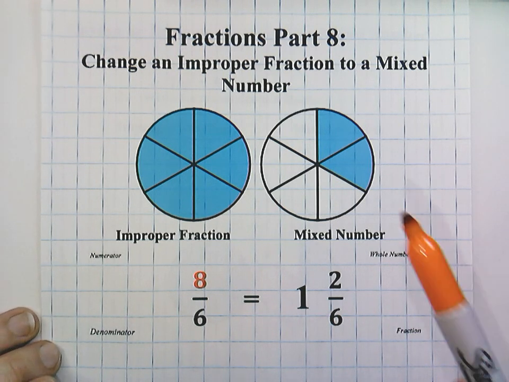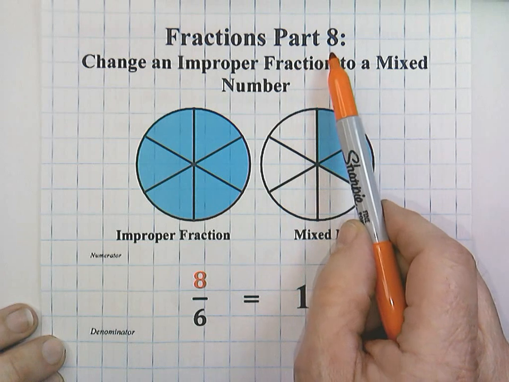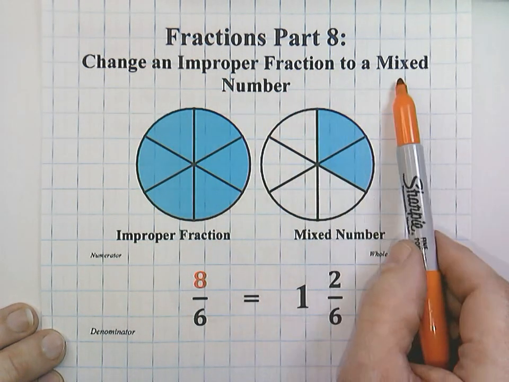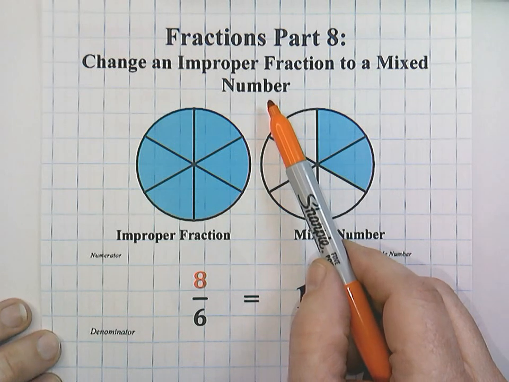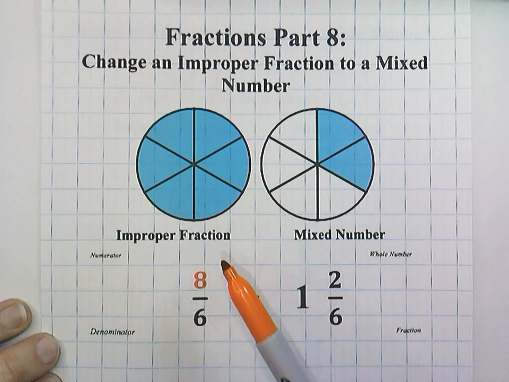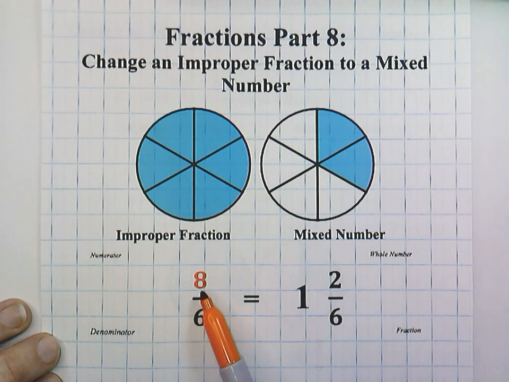Hey everyone, our lesson today is fractions part 8 with a focus on changing an improper fraction into a mixed number. Well, what is an improper fraction? An improper fraction is a fraction where the numerator is greater than the denominator.